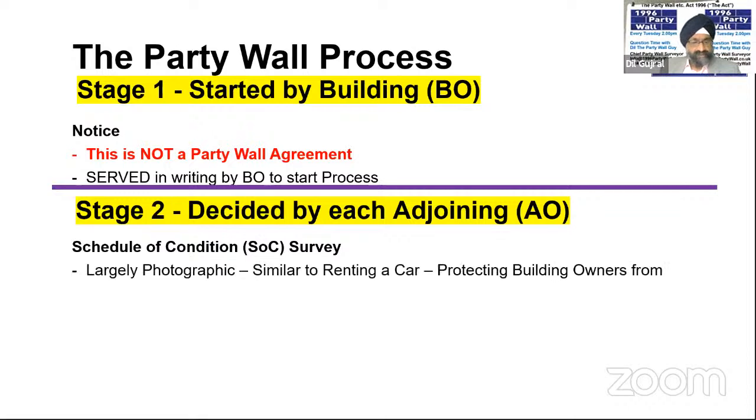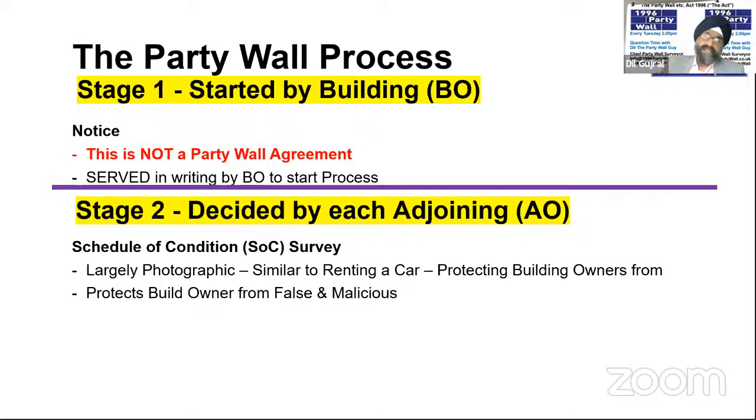They can ask for a schedule of condition. That's largely a photographic survey of their property. It's very much like renting a car, so that if there's any allegation of damage, we've got a baseline to start from, yeah. And most importantly, that protects the building owner. So if you're doing the works, it's there to protect you, not only your adjoining owner. So it's a good way of resolving disputes.